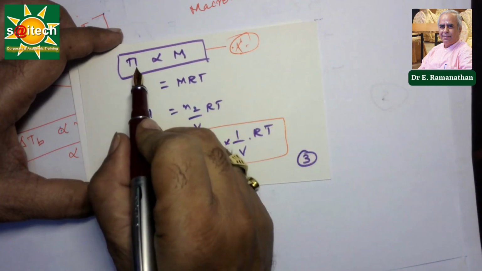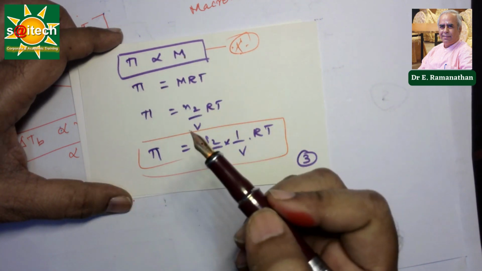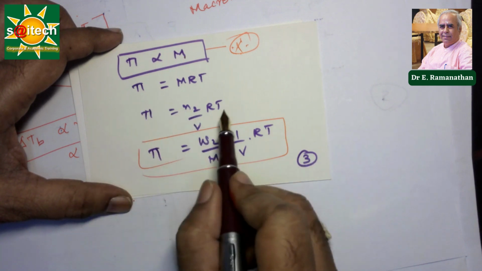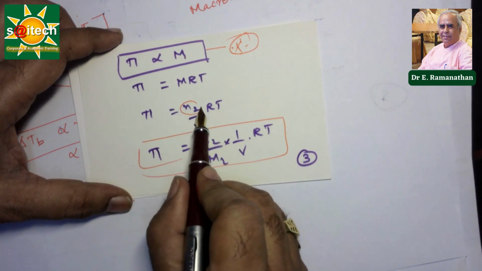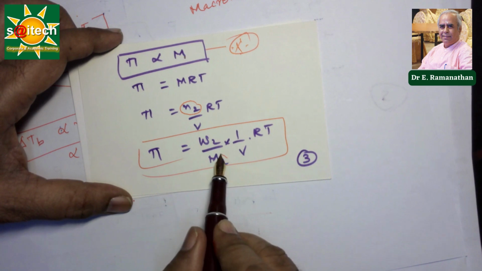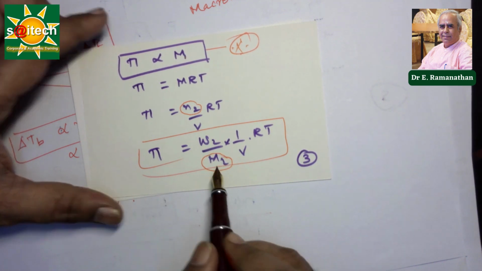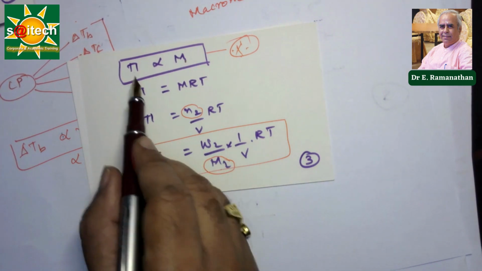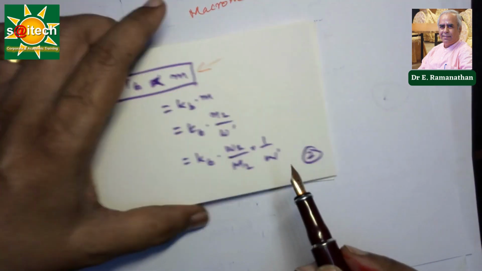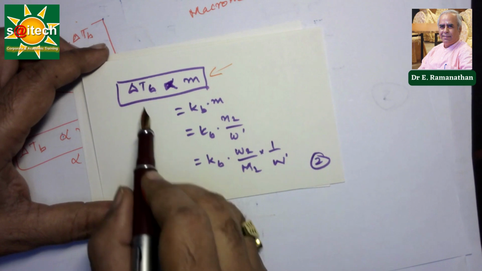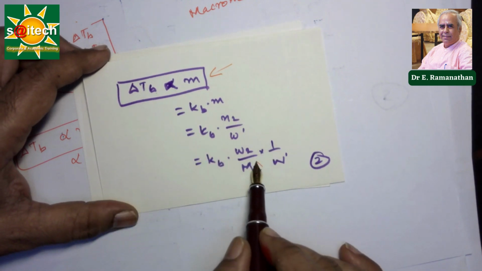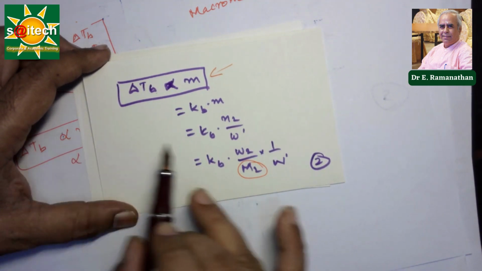So in the case of determination of molar mass, how do we calculate molar mass? This N2 is further expanded as M2, is it not? So in both the cases we are able to get this molar mass. From pi you can determine the molar mass, and similarly from delta TB we can determine the molar mass. So there is no doubt about that.